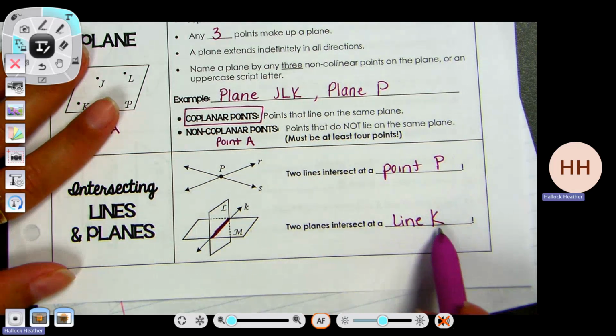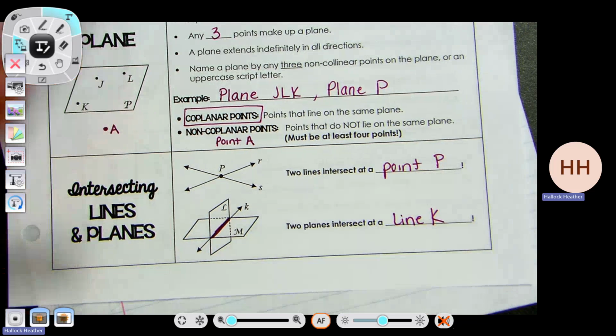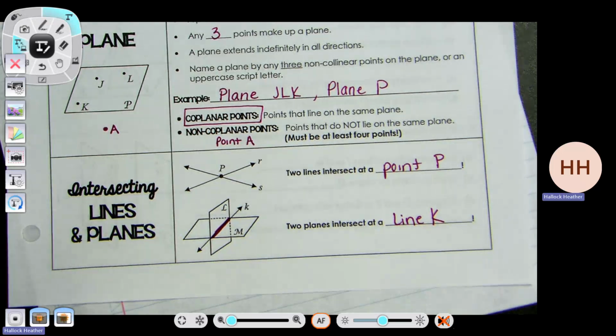Most times we use 2 letters for a line, but we don't have any points on there. So if this was A and B, I could say AB with a little line on top. So you can either use a little subscript next to it, or you can use the points on the line.